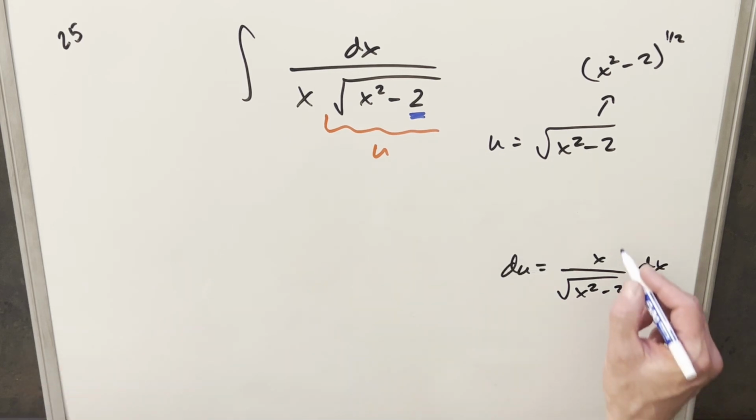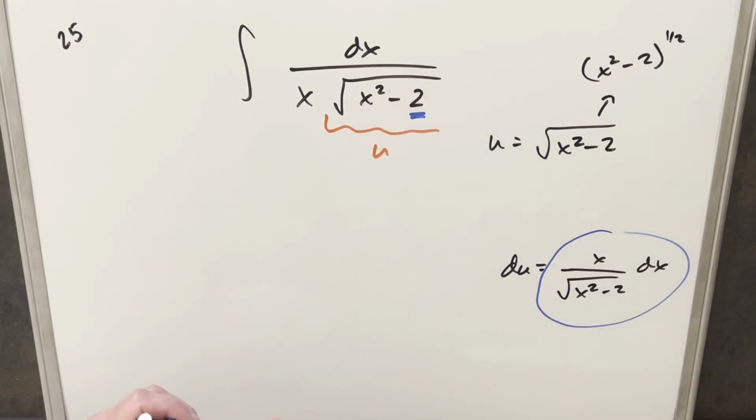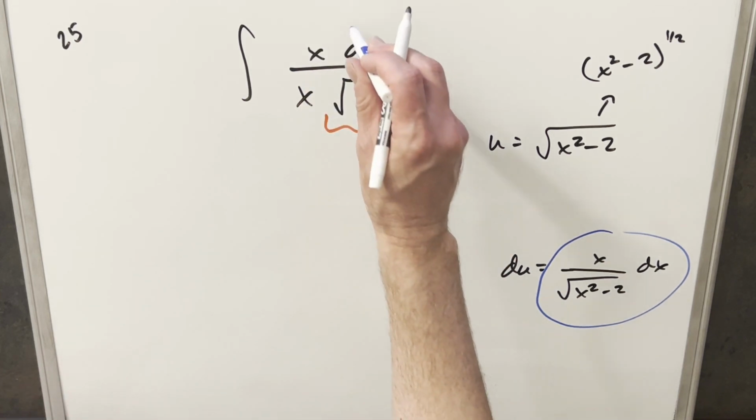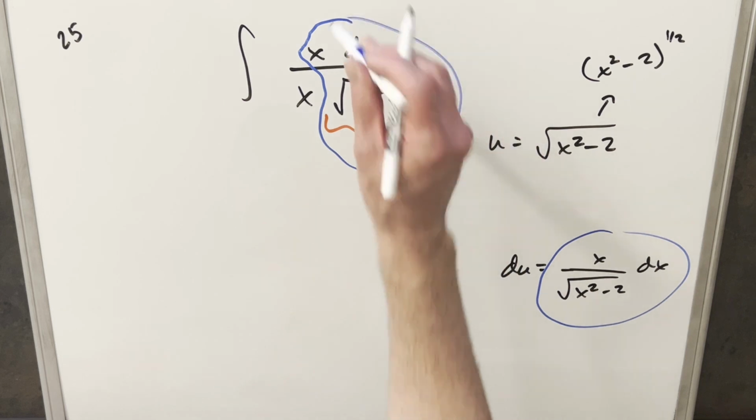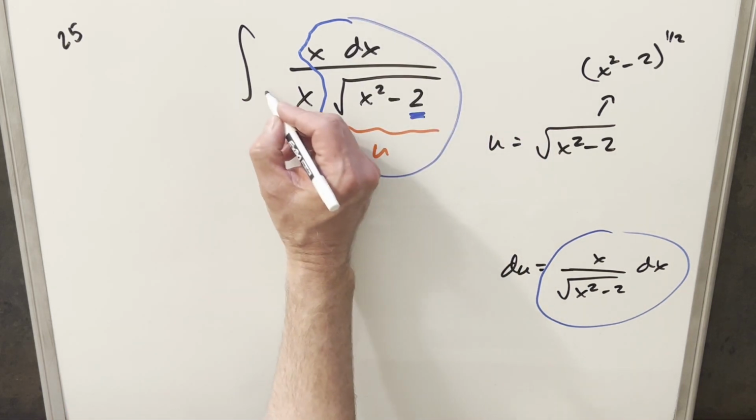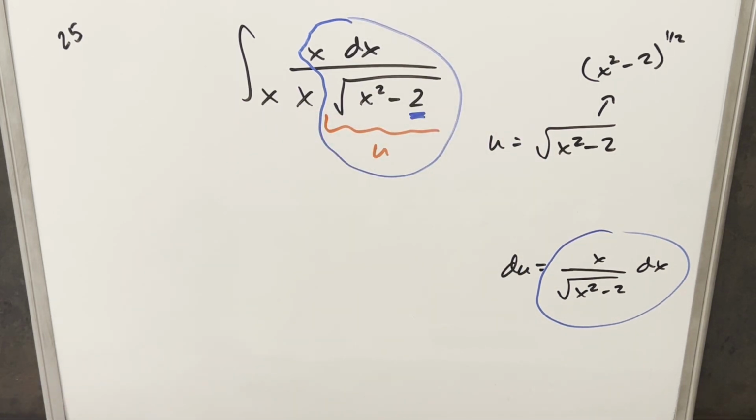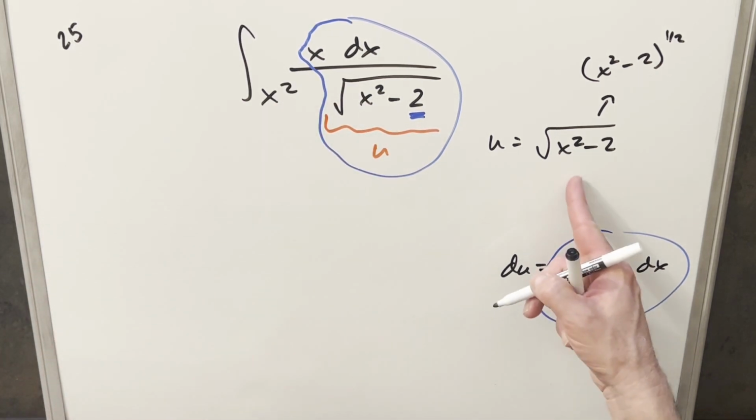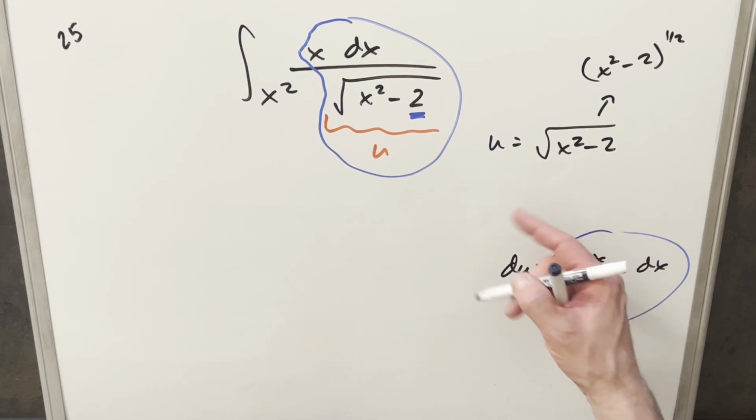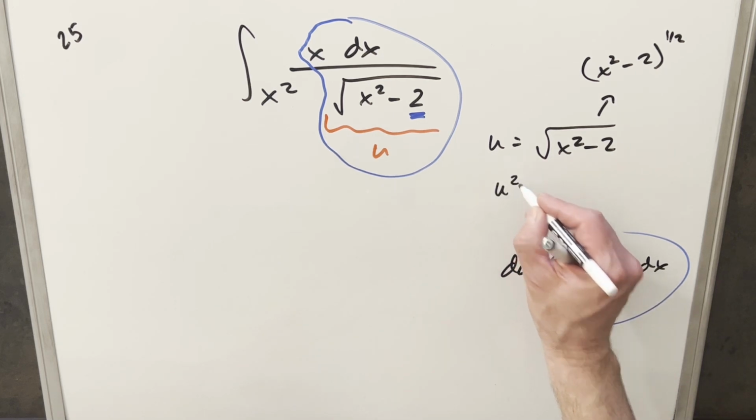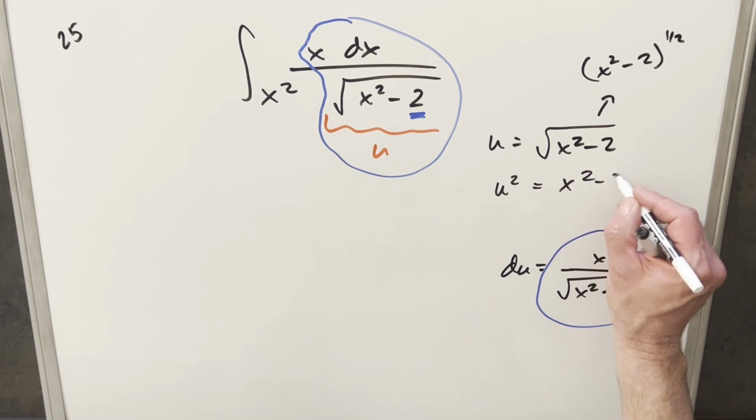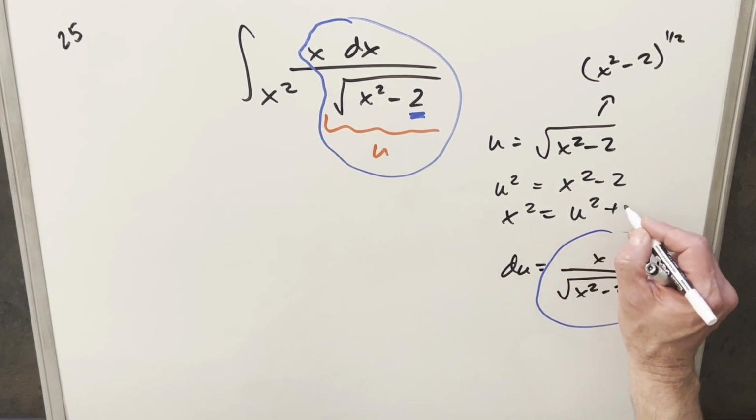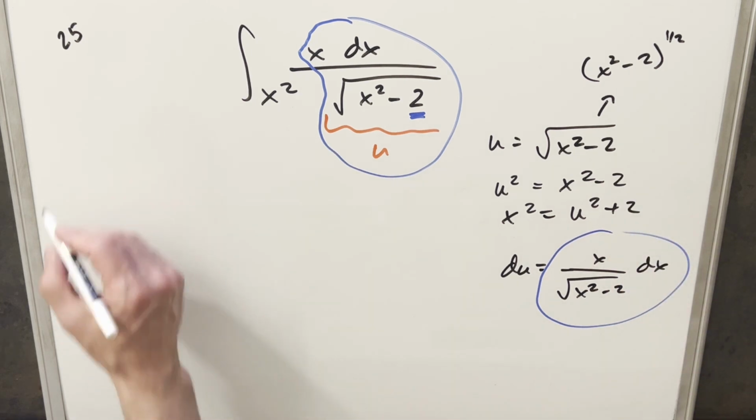And then from here, just to set up this substitution, I want to create this value in this problem. So I'm going to multiply in an x here, noticing that now we have exactly our du value over here. But I don't want to change the integral, so I'll multiply by x in the denominator as well. Now x times x over here, we'll just write as x squared. Coming back over here, I can find my x squared value by squaring both sides. We have u squared equals x squared minus 2, or solving for x squared, we get x squared equals u squared plus 2. And now we're all set up for our substitution.